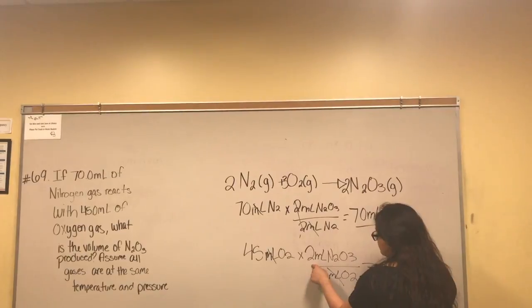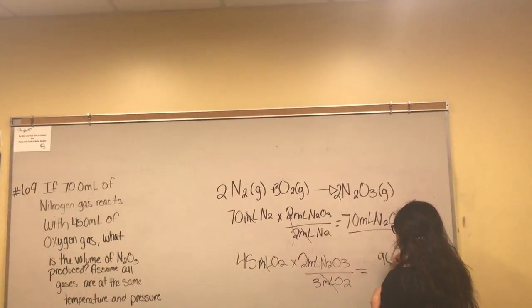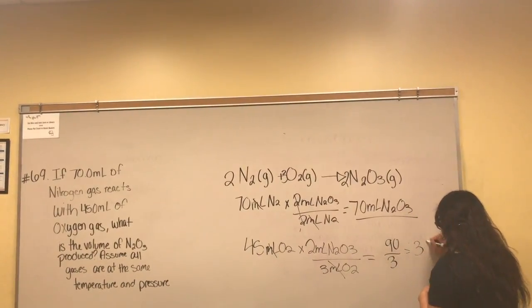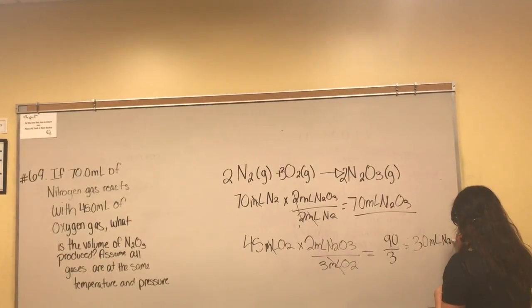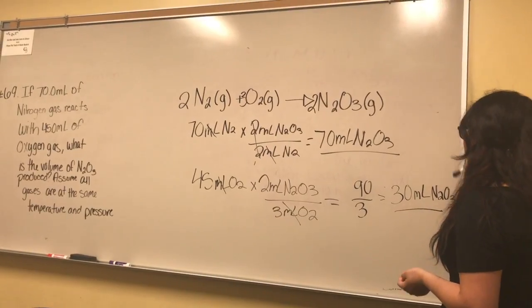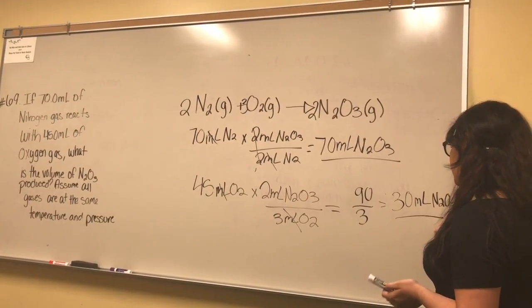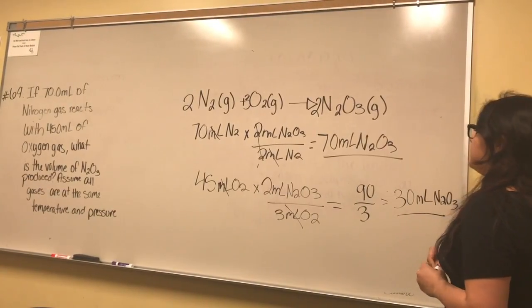You're gonna multiply it by 2 milliliters of N2O3. It's gonna give you 90. Divided by 3 is gonna equal to 30 milliliters of N2O3. So after comparing the two results, it's clear to see that oxygen is the limiting reactant, so therefore only 30 milliliters of N2O3 can be produced.